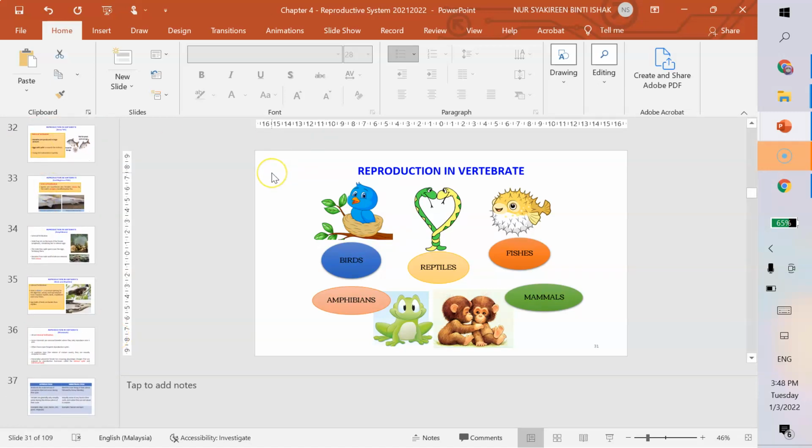Reproduction in invertebrates, we stop here first.